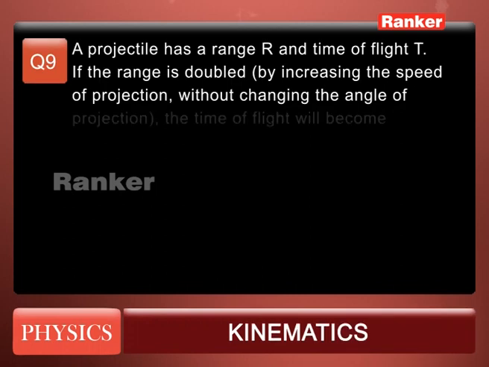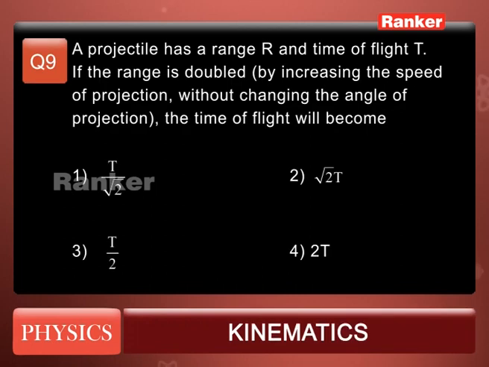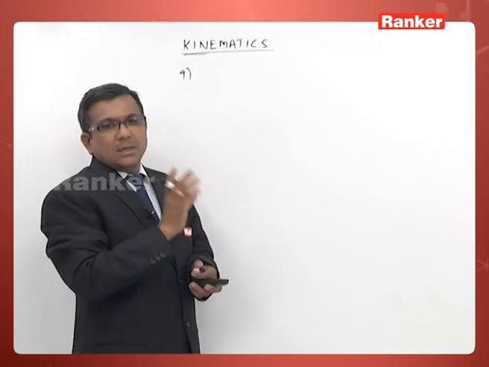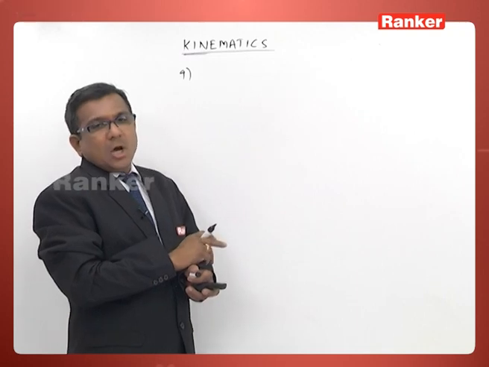A projectile has range R and time of flight t. The range is doubled. Some conditions are given: increasing the speed without changing the angle of projection, and the time of flight. And here we want the relation between range and time of flight. How do you solve the problem?